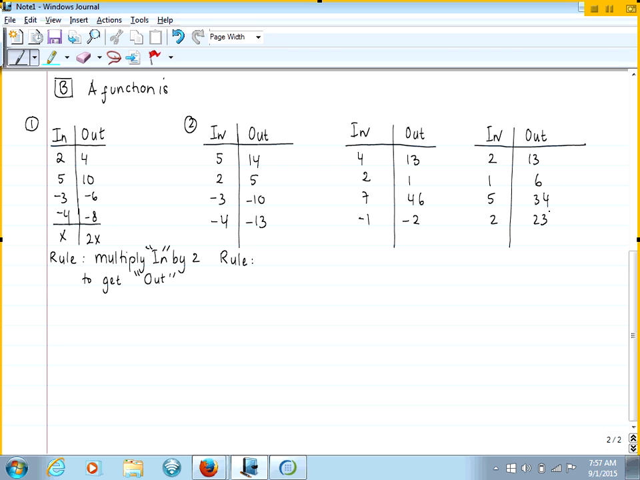Yes, what's your name? Eileen? What is it, Eileen, for number 2? Okay, so let's try it. Eileen said that for number 2, the rule is multiply in by 3 and then subtract 1. Is it true? 2 times 3 minus 1 is 5. Yes. -3 times 3 minus 1 is -10. So is it true? Yes. So multiply in by 3 and then subtract 1.